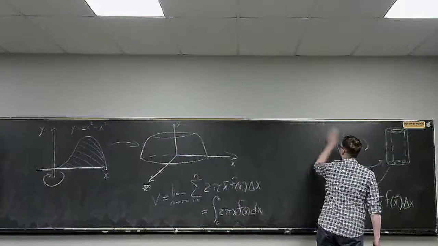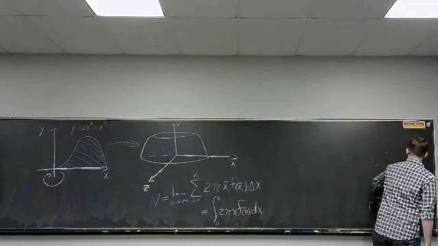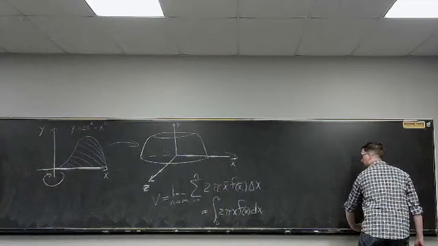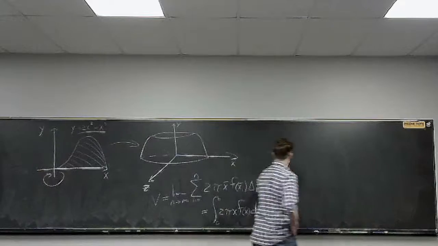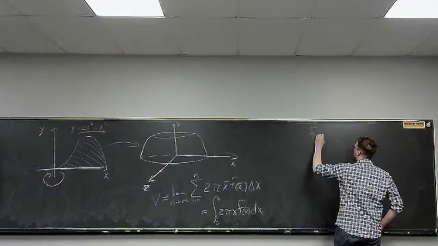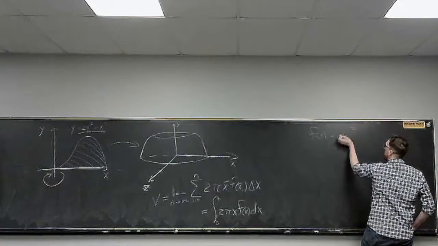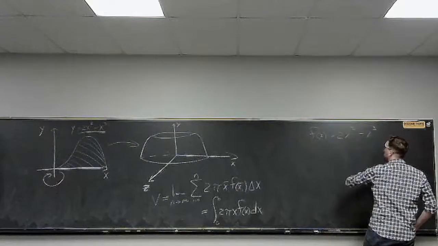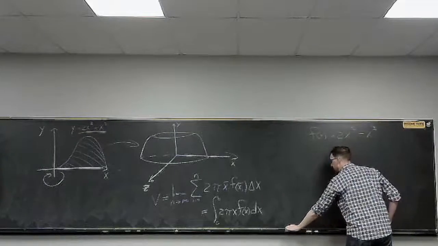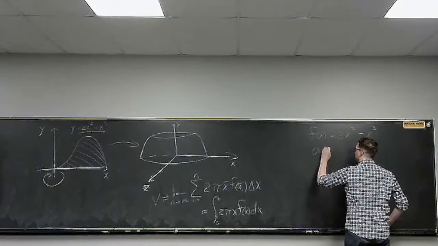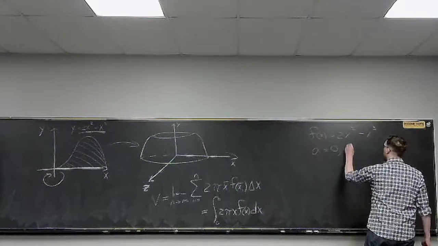Well, in our problem, in the setup example that the textbook has, the function is this one up here. So let's write some of this out. You know that f of x is equal to 2x squared minus x cubed. a is equal to 0. And I don't remember what b is equal to.